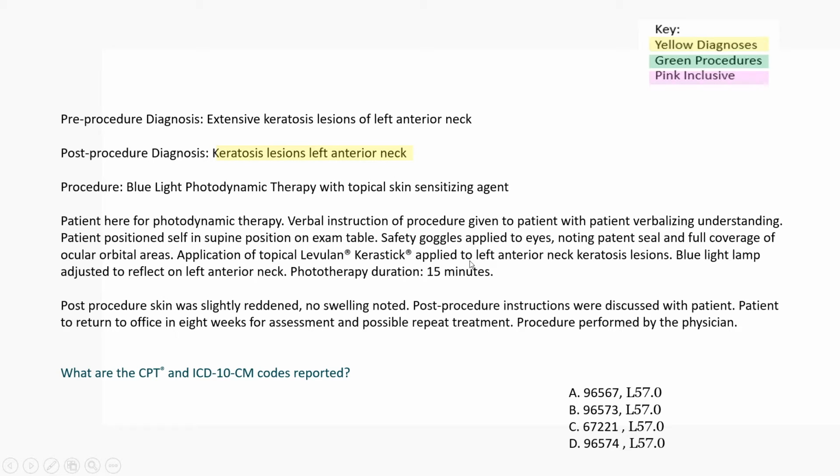The post-operative diagnosis is the one which we take. That would be keratosis lesion, left anterior neck. The procedure performed is a blue light photodynamic therapy with a topical skin sensitizing agent. Patient was placed in a supine position. Safety goggles were applied to the eyes, and application of a Levulan Kerastick was done, which is medicine. A blue light lamp was adjusted to reflect to the anterior neck. The phototherapy duration was around 15 minutes. And there is one more thing which we have to highlight over here. The procedure was performed by the physician. That is a key thing in our scenario, and the correct answer would be Option B.